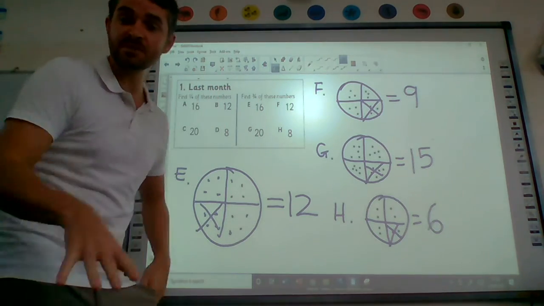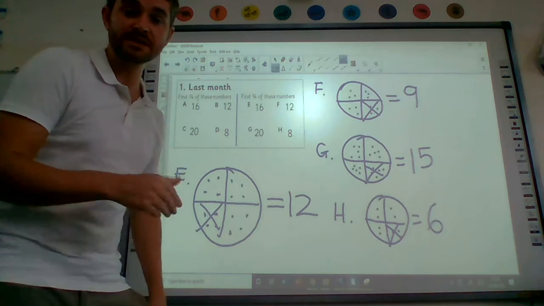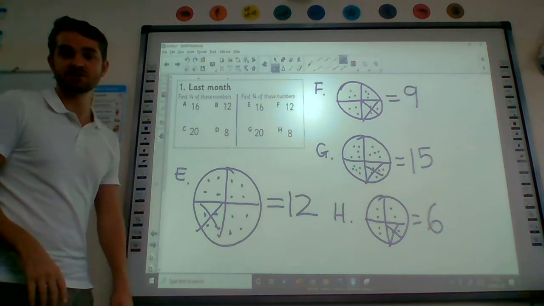Excellent job on those fractions. If you found it tricky, remember to ask your grown-up to send me a message, because I can always give you more practice with these fractions of numbers.